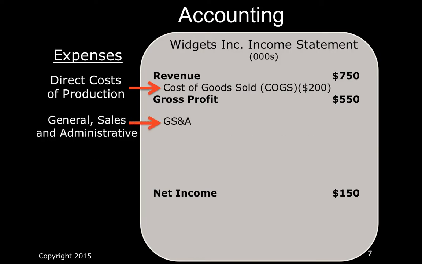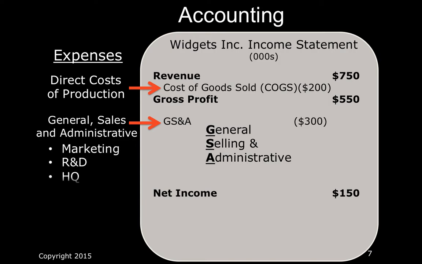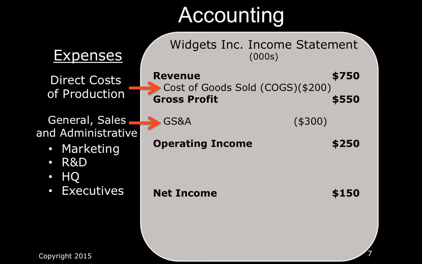The next category of expenses is GS&A. GS&A refers to general, selling, and administrative services. You might think of GS&A as the expenses of operating the business other than the direct cost of producing the goods and services that the business sells. These expenses include marketing and research and development. They also include the cost of maintaining the company's headquarters and paying its executives. A company's income after accounting for the cost of goods sold and GS&A is its operating income. Operating income is also known as operating margin or operating profit.